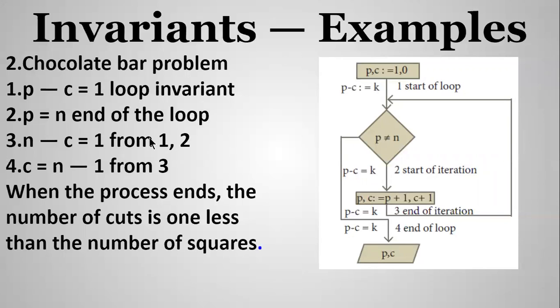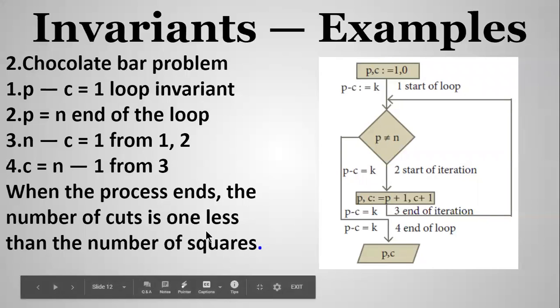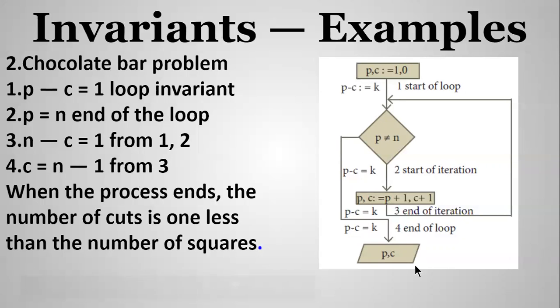Finally, what is the conclusion? Since we started with cut at 0, my number of cuts will be 1 less than the number of squares or the number of pieces. Because we started with piece at 1 and cut at 0, initially itself we know the number of cuts is less than the number of pieces by 1. So finally also, the number of cuts is 1 less than the number of pieces. Can you understand? That is the relationship called your invariant.